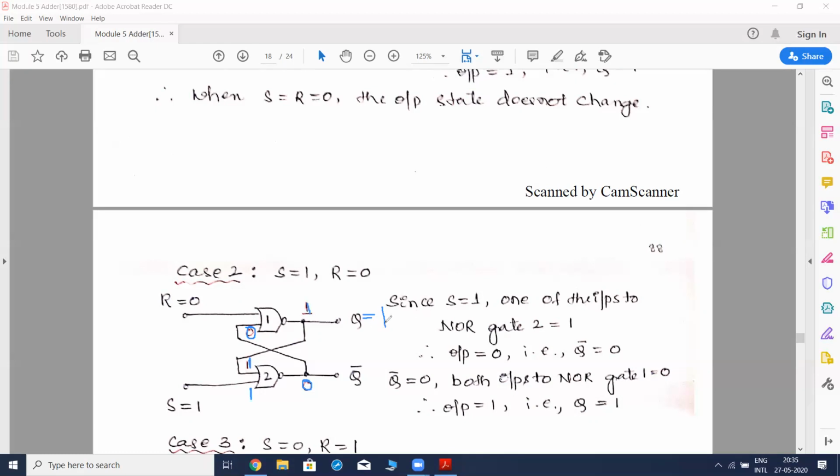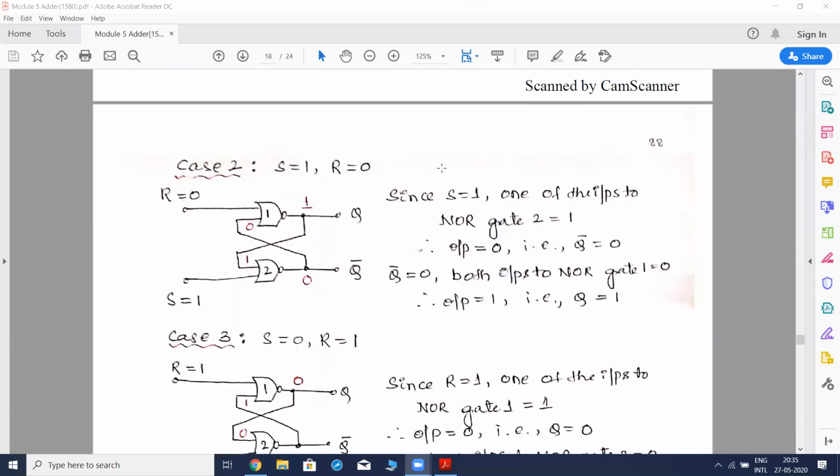When we get Q equal to 1, we call it the set state that we need to tell. Okay, so this is the second condition that we are going to get. Now let us move on to the third case.